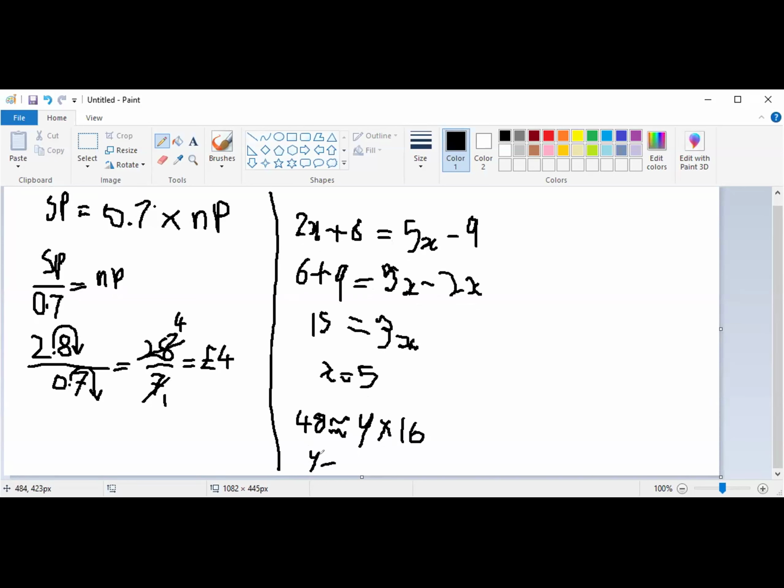So y will be equal to 48 slash 16, which is 3. I think we're good to go with that question, and we can move on to the next one. Do you have any questions on this? No. And I think the unit is centimeter, if I'm right. So let's not forget that.